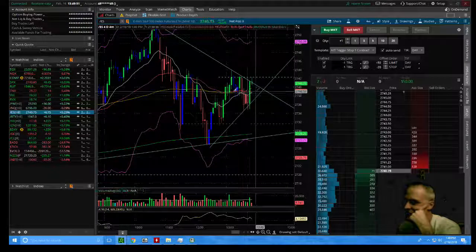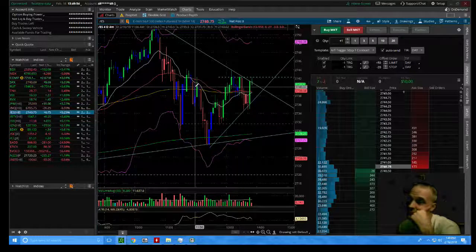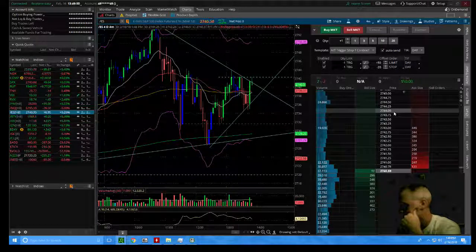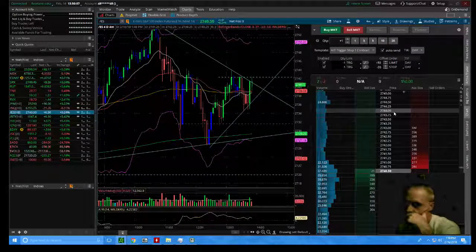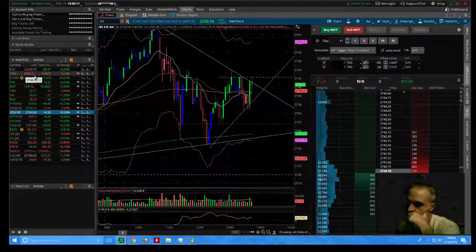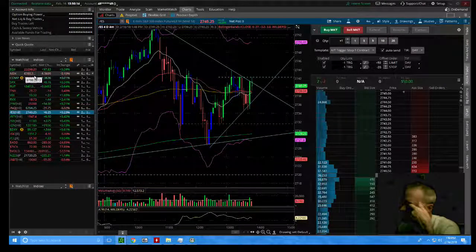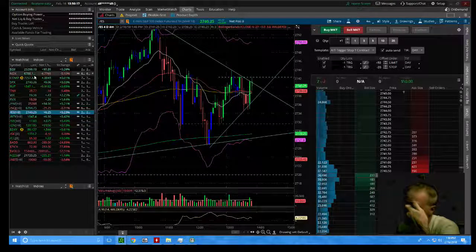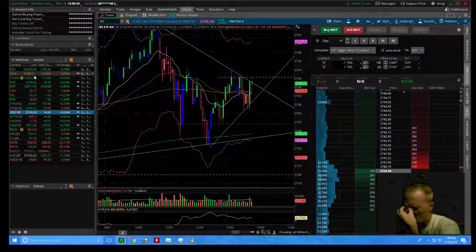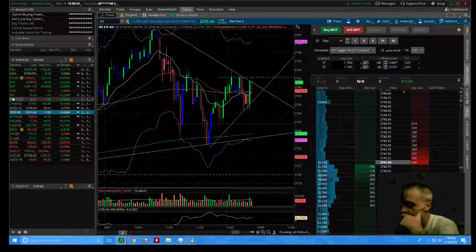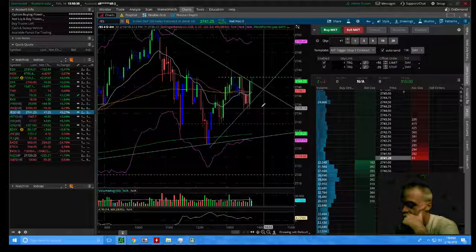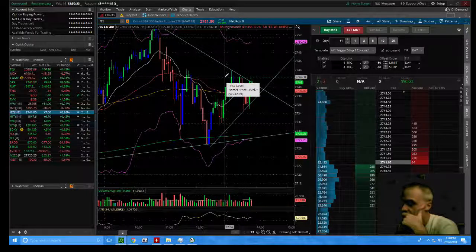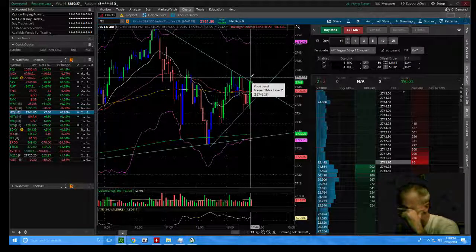Thing is, if all this is going to do is just trade back and forth through these moving averages, there's really no point. And at least for now, the bears were able to defend this level.